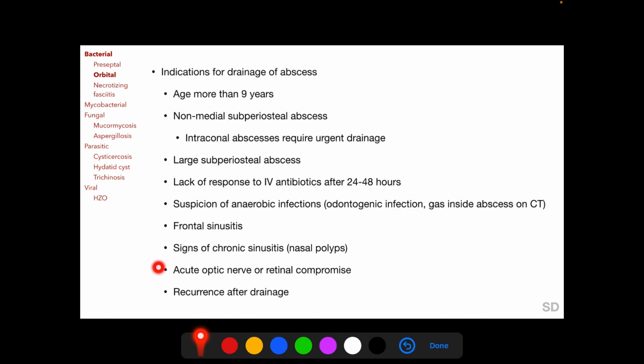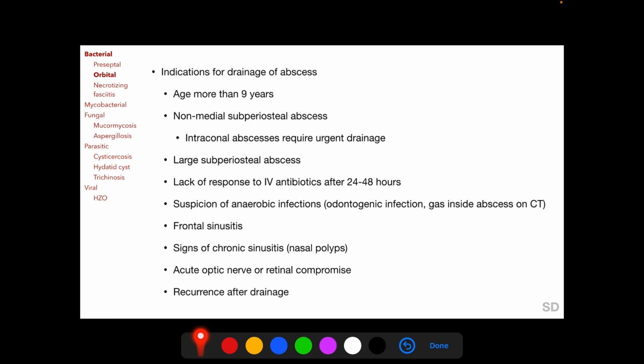And there is a long list of conditions which are indications for drainage of abscess. These include age of the patient more than 9 years, abscess located in an orbital wall other than the medial orbital wall or located inside the orbit, which requires drainage, and an intraconal abscess within the orbit requires urgent drainage. A large subperiosteal abscess should also be drained.